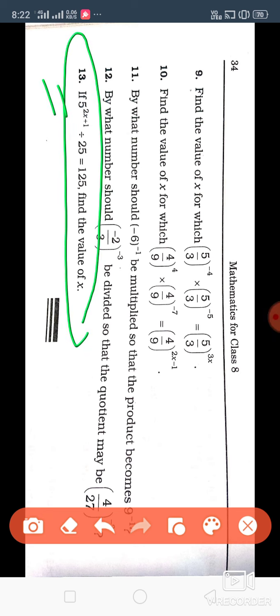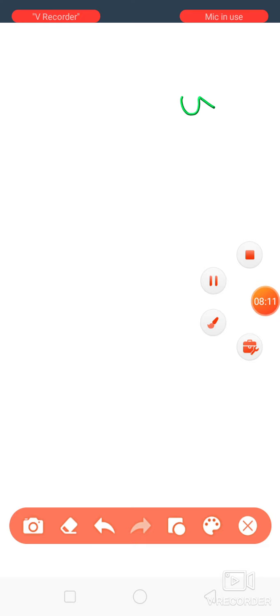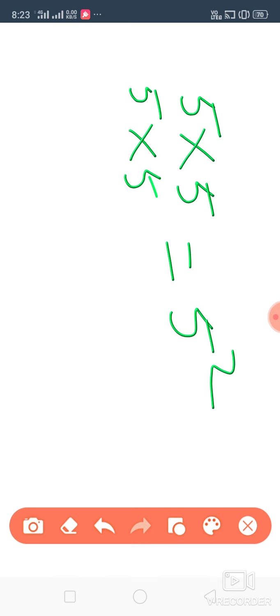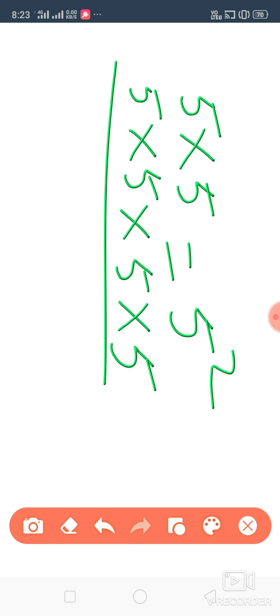5 to the power 2x plus 1, its exponent is 2x plus 1, divided by 25 is equal to 125. What will be the value of x? In class 7 you must have studied that 5 into 5 can be written as 5 square, or 5 into 5 into 5 into 5. If I am multiplying 5 four times, then we get 5 to the power 4.